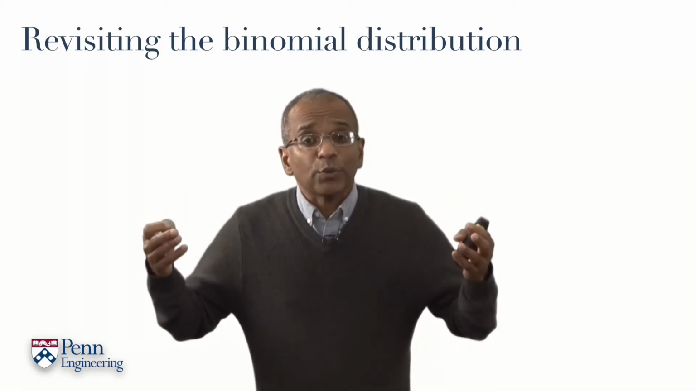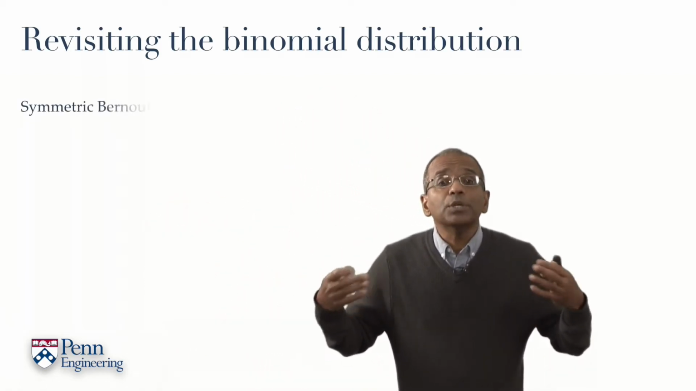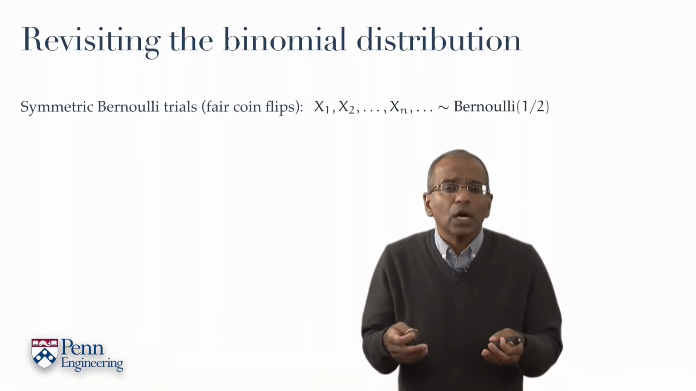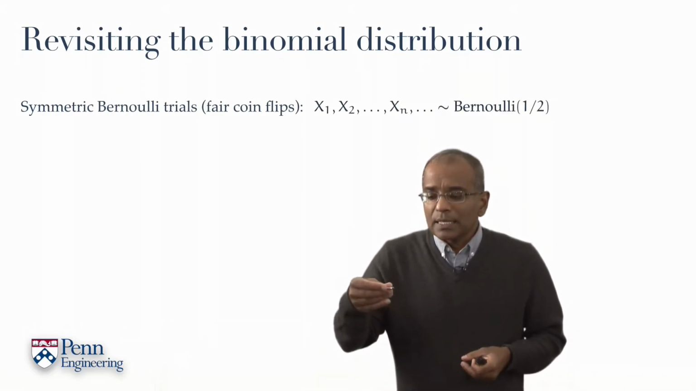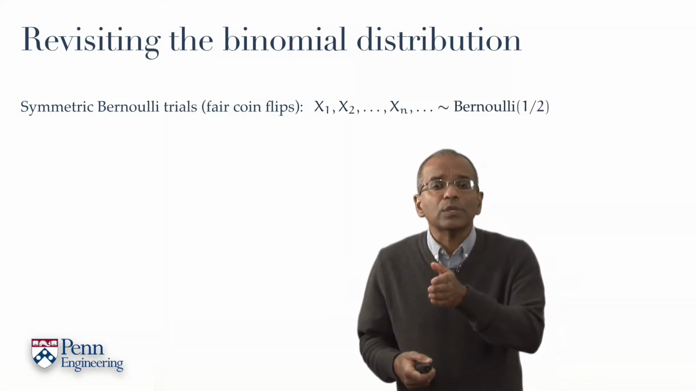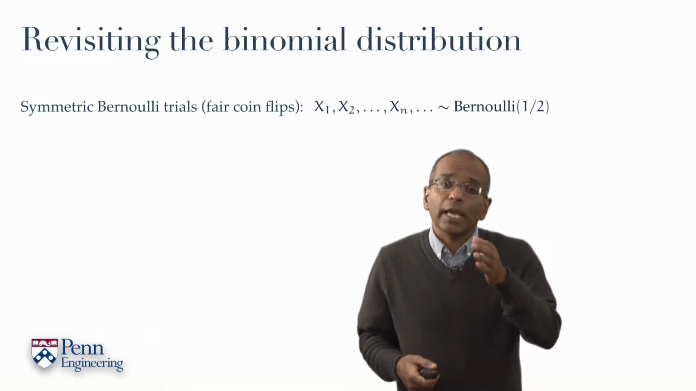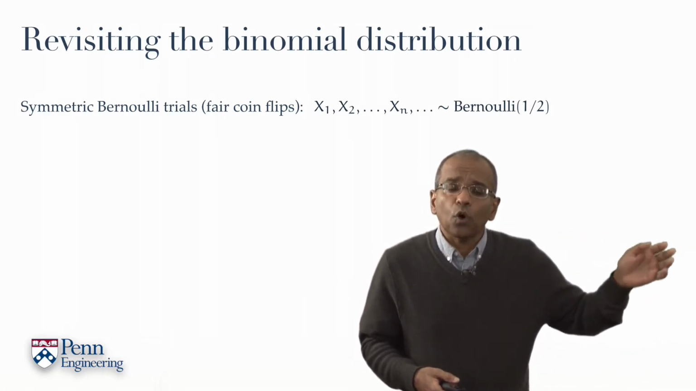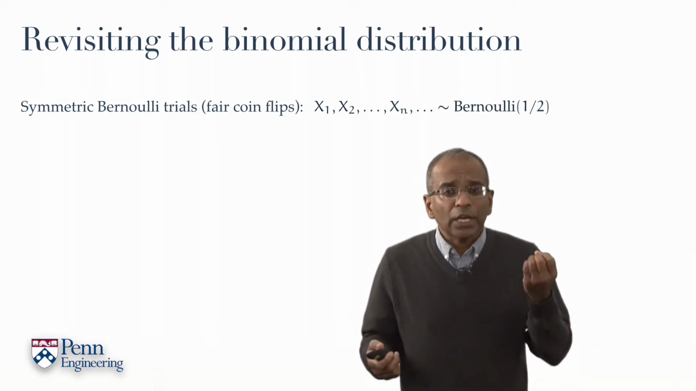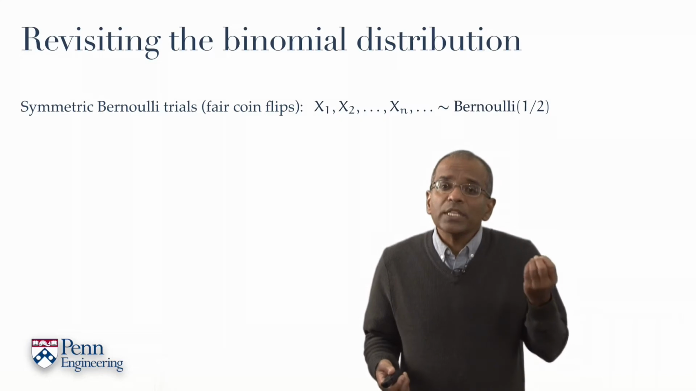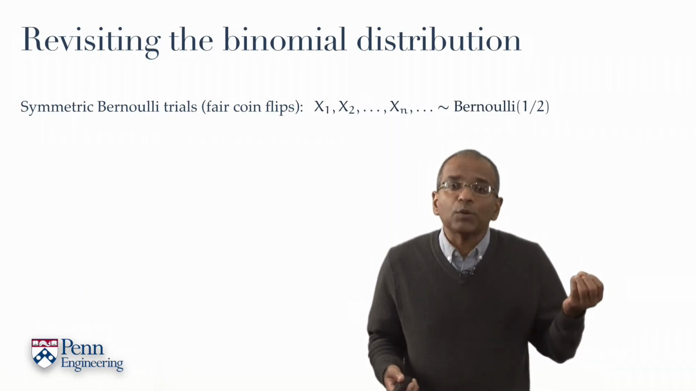We're considering a situation where we have symmetric Bernoulli trials, in other words, fair coin flips. As always, we will denote the successes by ones, failures by zeros, and we have an independent sequence of ones and zeros that we label x1, x2, x3, xn, and so forth. In our notation, these connote symmetric Bernoulli trials, or Bernoulli trials with success probability p equal to 1/2.